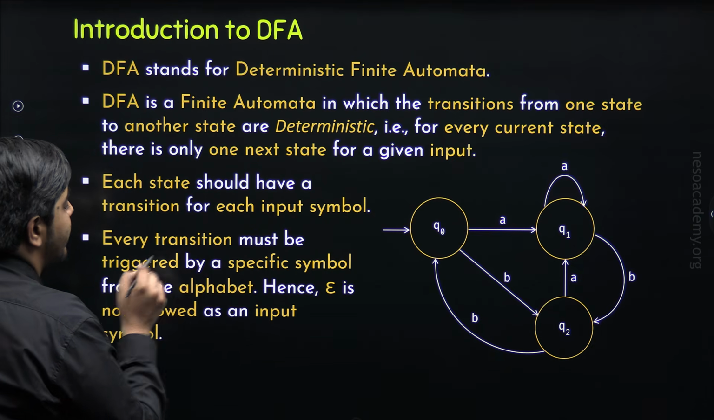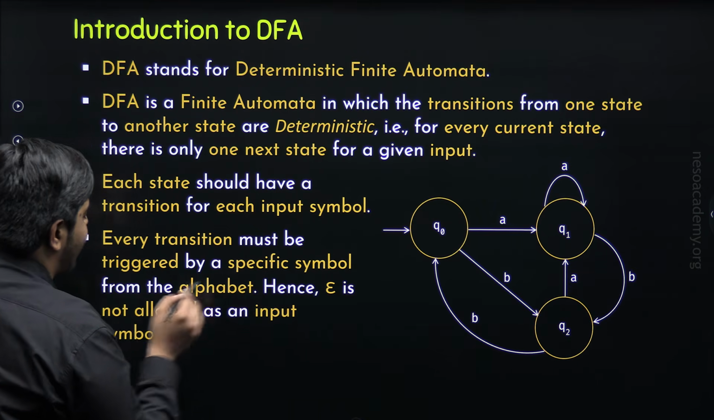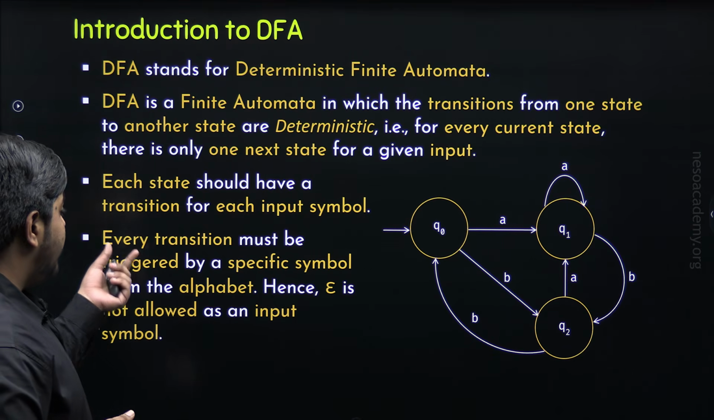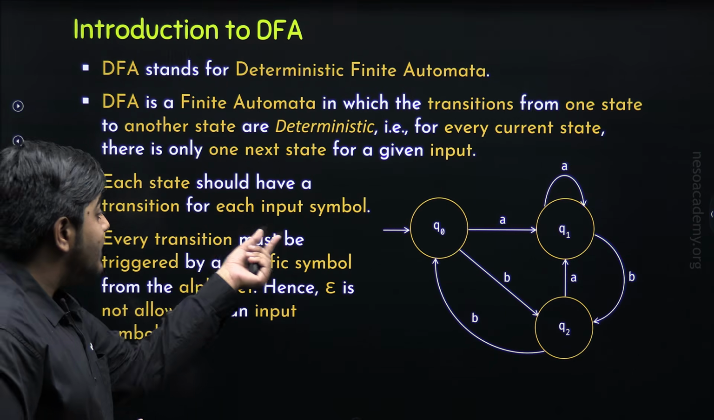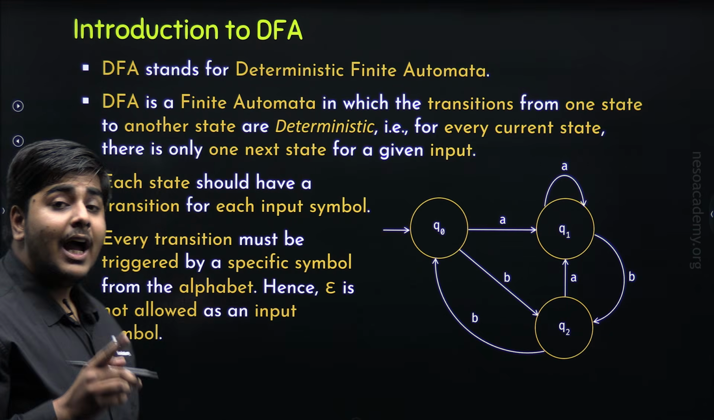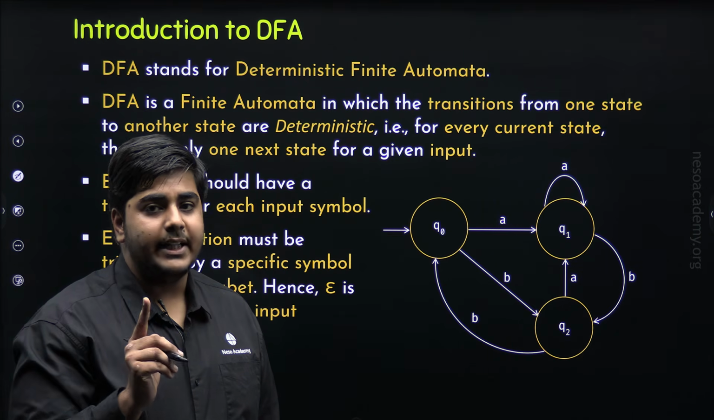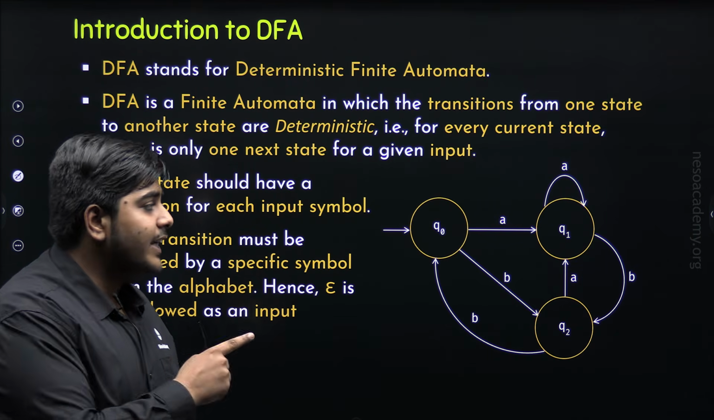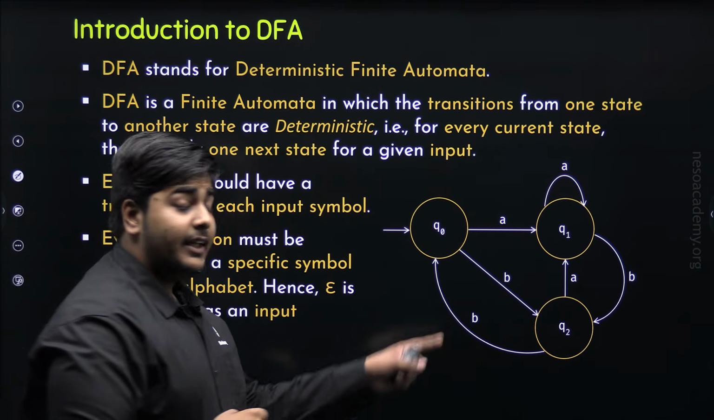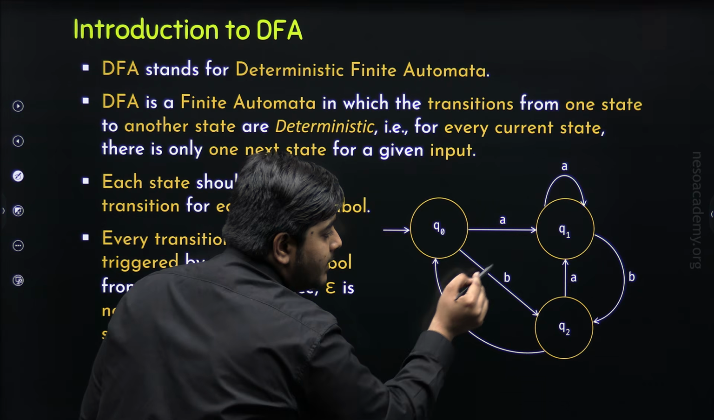Every transition must be triggered by a specific symbol from the alphabet. Hence, epsilon is not allowed as an input symbol. Now, what does that mean? It means every transition in a DFA must be triggered or caused by a specific symbol from the alphabet. And we know that there are only two symbols we have assumed in the alphabet, that are A and B. So this point means every transition should be caused by an input symbol from the alphabet. And in this DFA, we can see that for every transition, there is an input symbol.